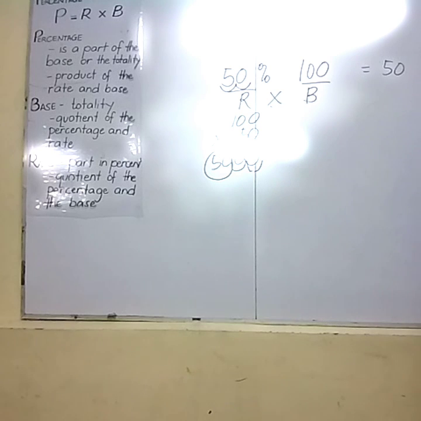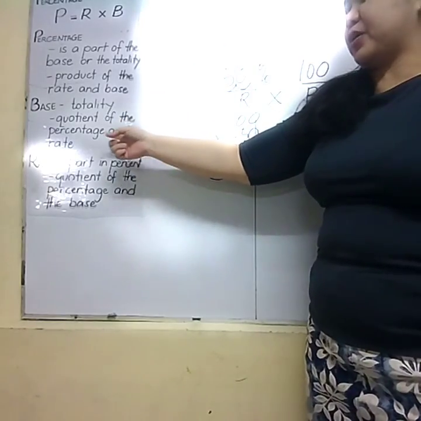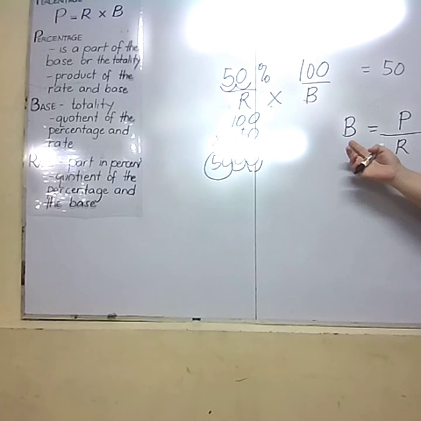Okay, next. What is the base? Who can give me the meaning of the base? Yes, James Smith. Okay, so totality siya. Siya yung pinaka-total, or the quotient of the percentage and rate. Bakit siya sinabing quotient? Ano ba sabihin ng quotient? Sagot sa division. Tama. So, ang base daw ay quotient of the percentage over rate. Pag nawawala itong base, ito daw ay quotient ng percentage divided by the rate. Nakuha?